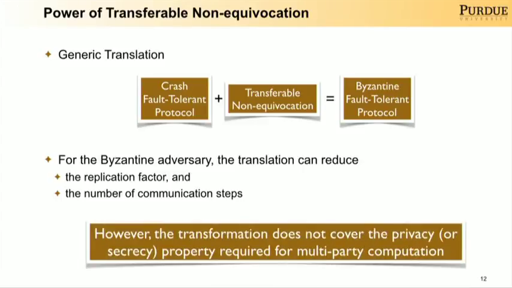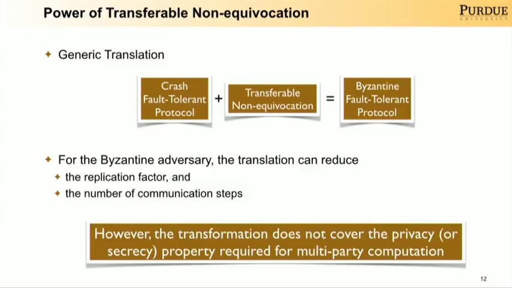Going forward, however, we observe that this transformation does not cover the privacy or secrecy property that we require in cryptographic systems or protocols such as multiparty computation. Distributed computing protocols like reliable broadcast or consensus agreement are where our generic transformation helps, but not immediately for cryptographic systems.